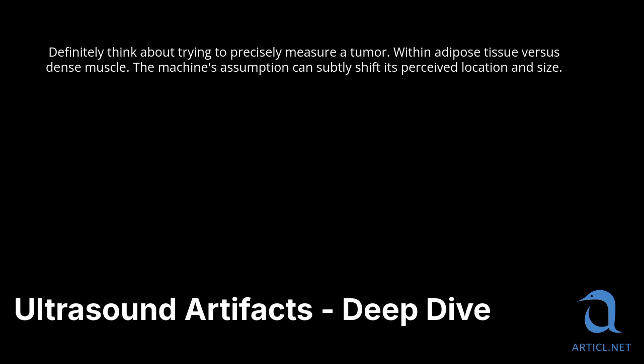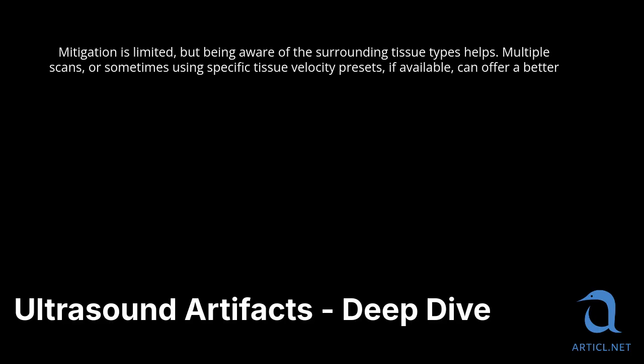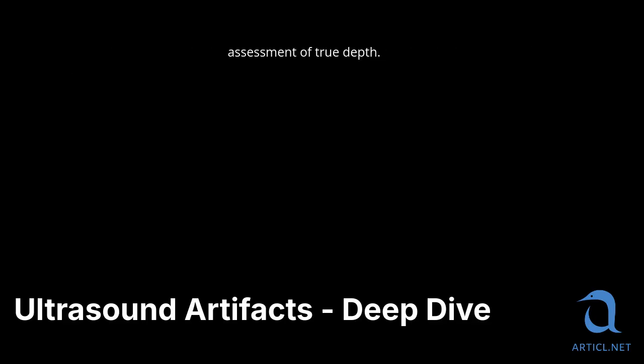Definitely. Think about trying to precisely measure a tumor within adipose tissue versus dense muscle. The machine's assumption can subtly shift its perceived location and size. Mitigation is limited, but being aware of the surrounding tissue types helps. Multiple scans or sometimes using specific tissue velocity presets, if available, can offer a better assessment of true depth.